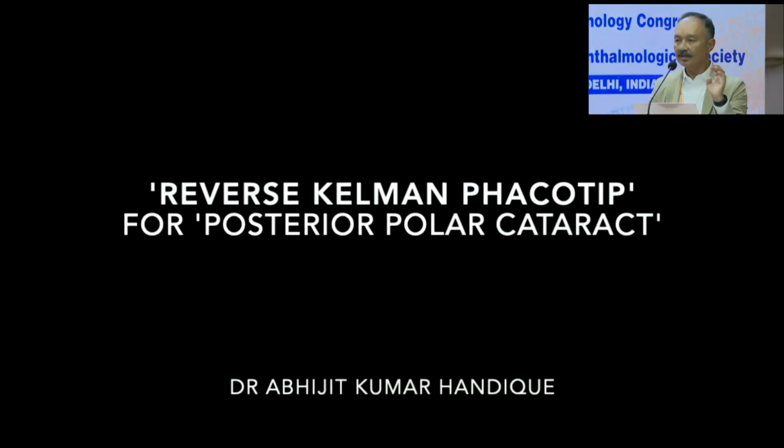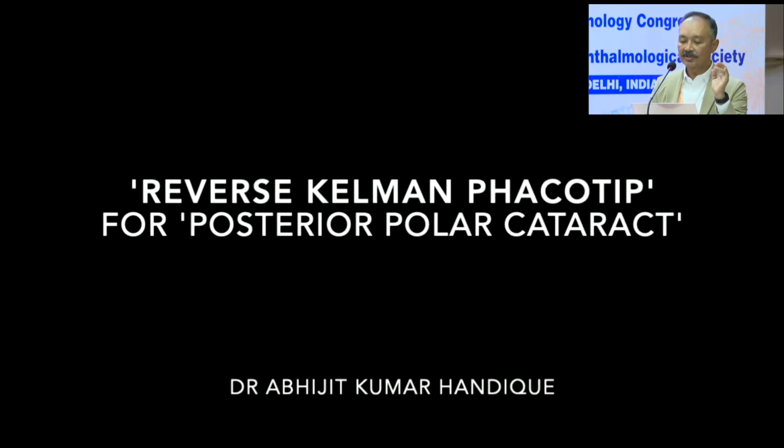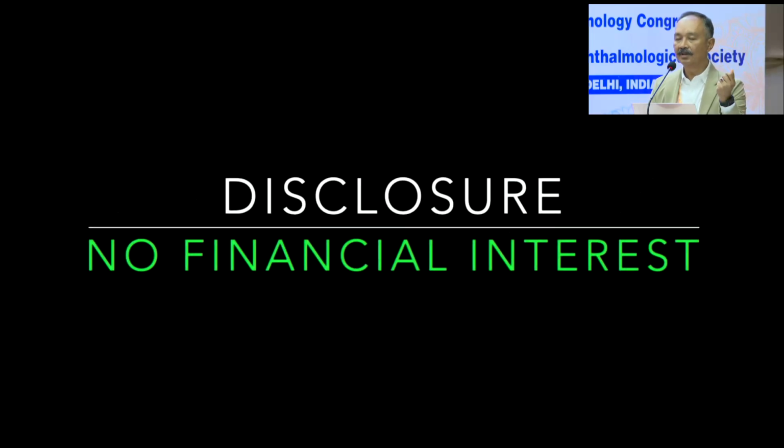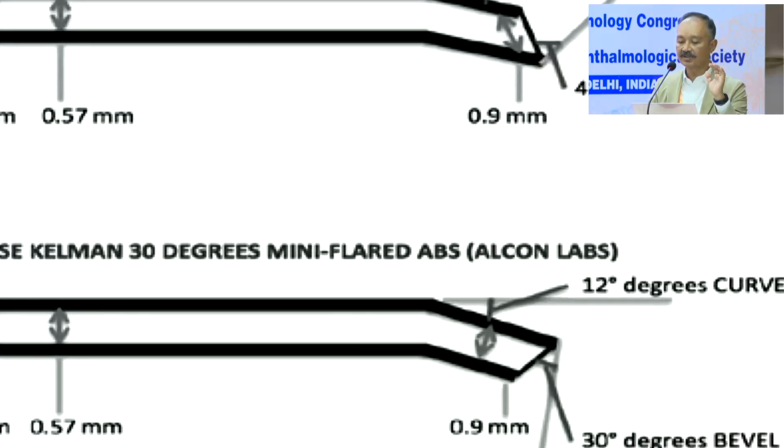the management of the posterior polar cataract, the principle goes as very limited hydrodissection or almost no hydrodissection, and rotation of the nucleus should be barely minimum or no rotation. And here we can accomplish it using a little innovation of the classical Kalman phacochopper, the reverse Kalman phacochopper. What is a reverse Kalman phacochopper?